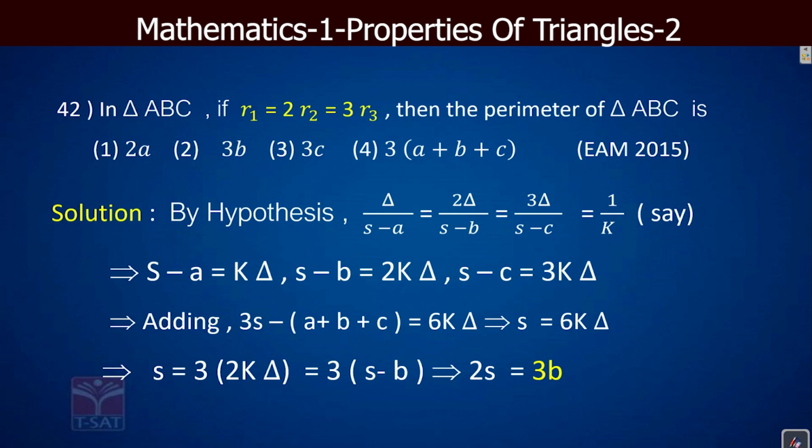2S is equal to 3B. So, what is 3 into S minus B? That is nothing but 3S minus 2S, which is nothing but 3B. So, the correct answer is 2.